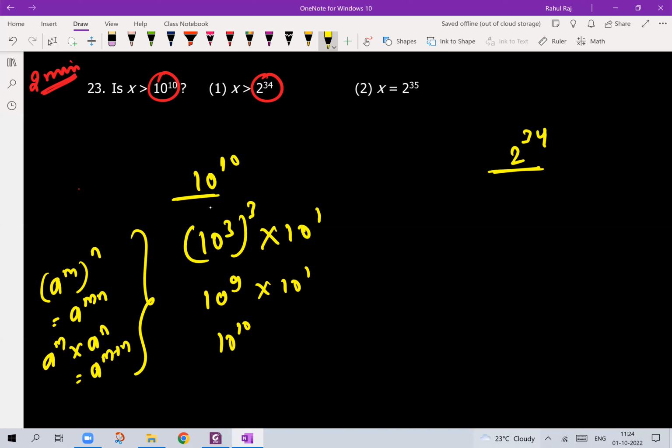Is this very clear? So I can write this term as 10q into 10 to the power 1. Can I write this 2 to the power 34 as 2 to the power 10 into 3 into 2 to the power 4? Because when you remove the bracket, it becomes 2 to the power 30, and this is 2 to the power 4. That is 2 to the power 34.